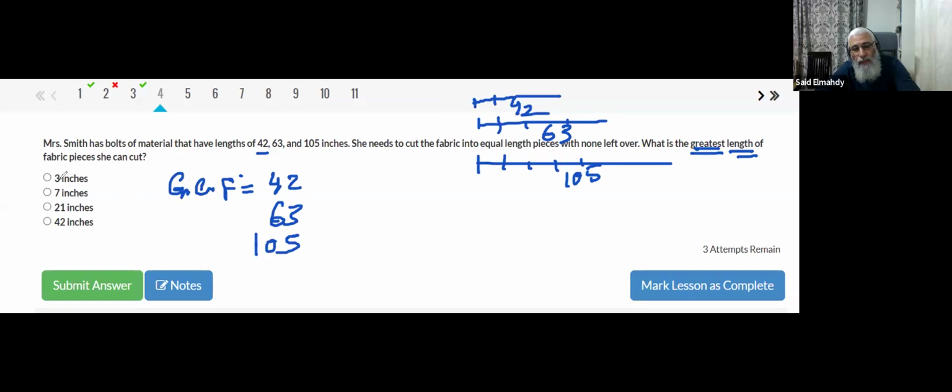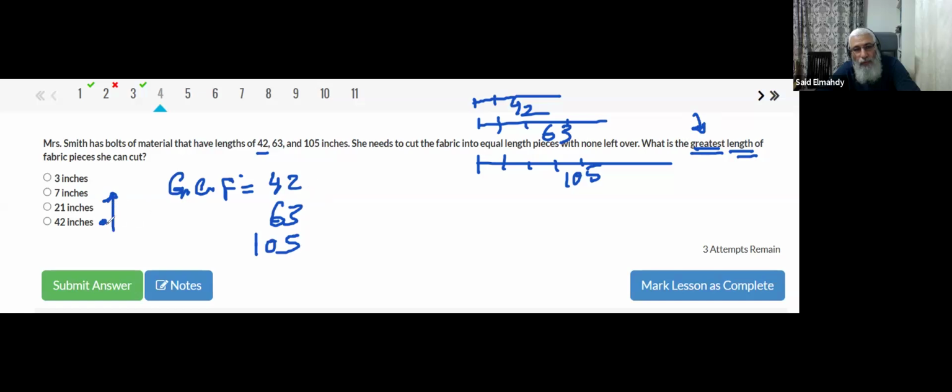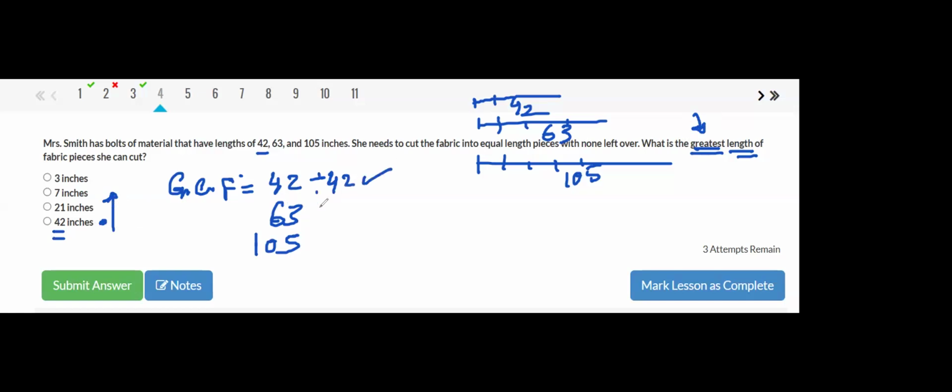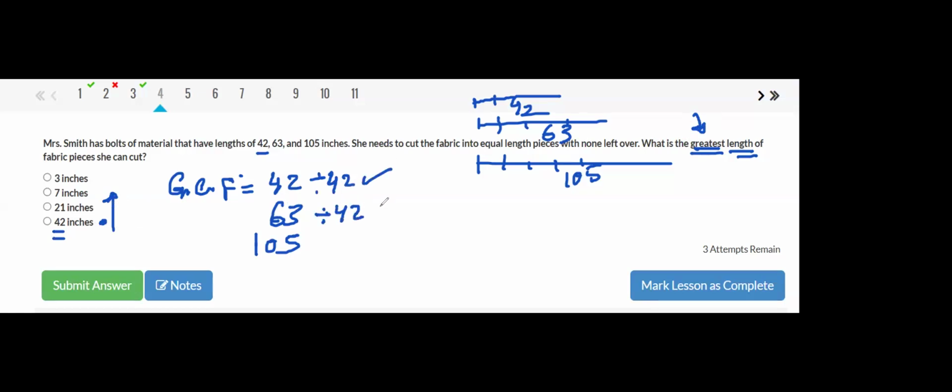You can try the numbers, to see if all of them can be divided by 42 or not. We will start from the biggest, because the question is asking about the greatest. This is one way to solve it. 42 is divided by 42, correct? That's correct. But can 63 be divided by 42? No. So 42 is not a solution.